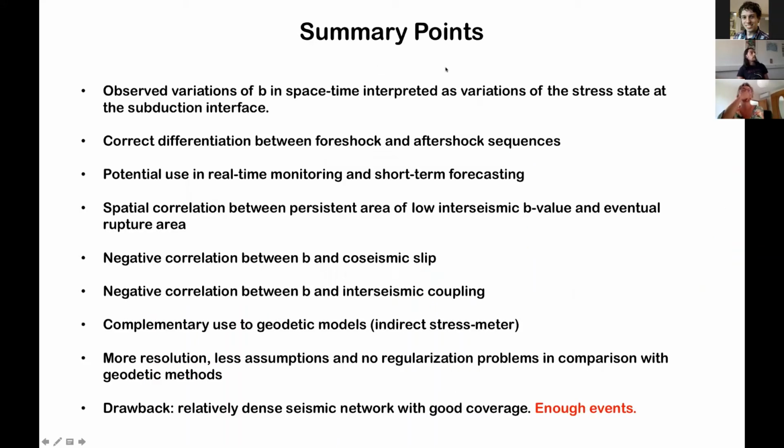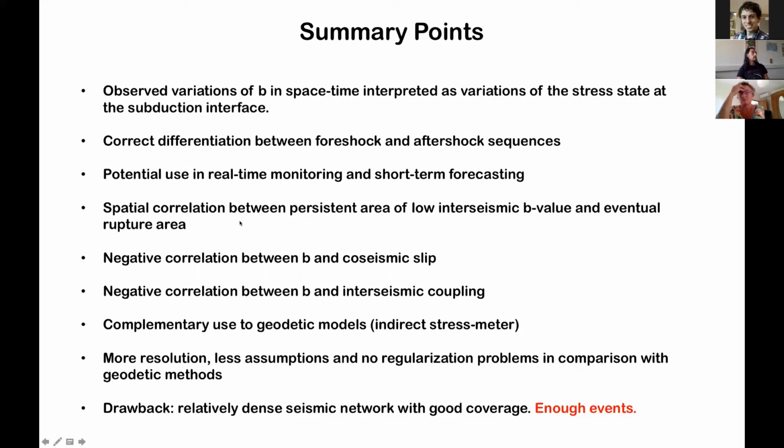So these are the summary points of the talk. We observe the variations of b-value in space-time, which are interpreted in this work as variations of the stress state at the subduction interface. For this particular case, we managed to correctly differentiate between foreshock and aftershock sequences. So there is a potential use in real time of the monitoring of b-value, and for the short-term forecasting of earthquakes using the monitoring of b-value.